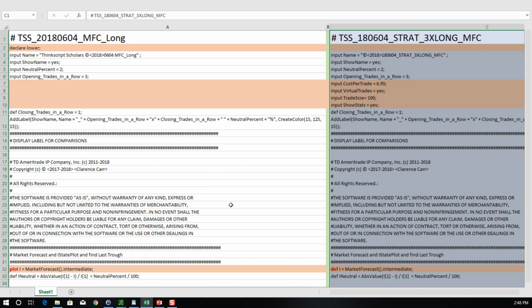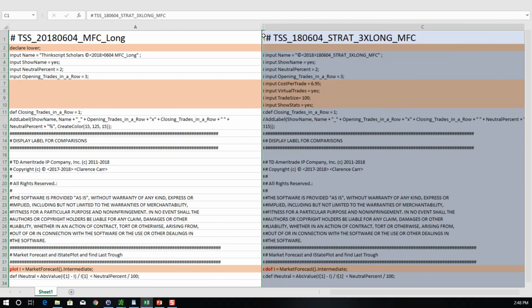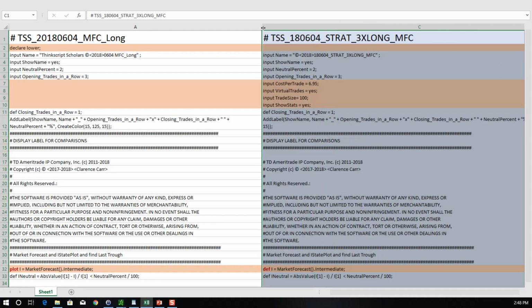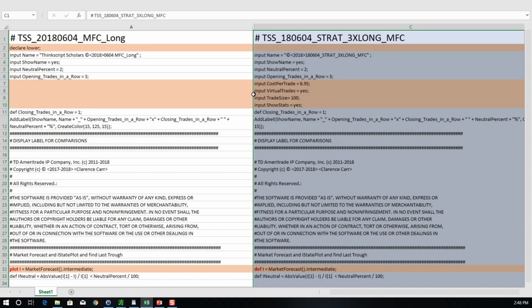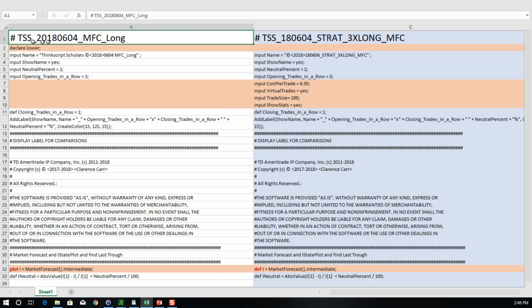Now what I've done in this Excel spreadsheet is I have put these two studies side by side so that we can see where the differences are from one to the other. The study that we did previously is right here, MFC underscore long, and the strategy we've created from this is over here on strategy 3x long MFC.